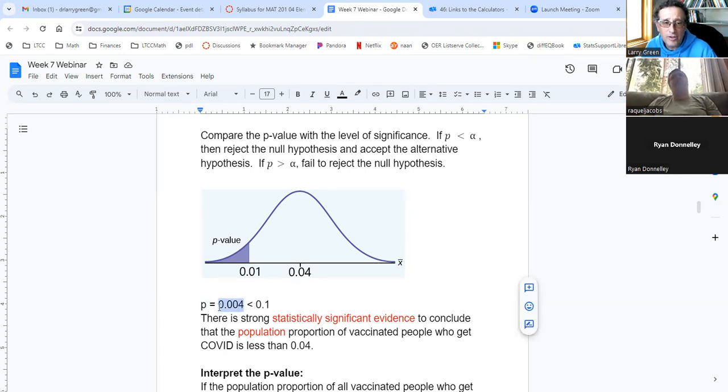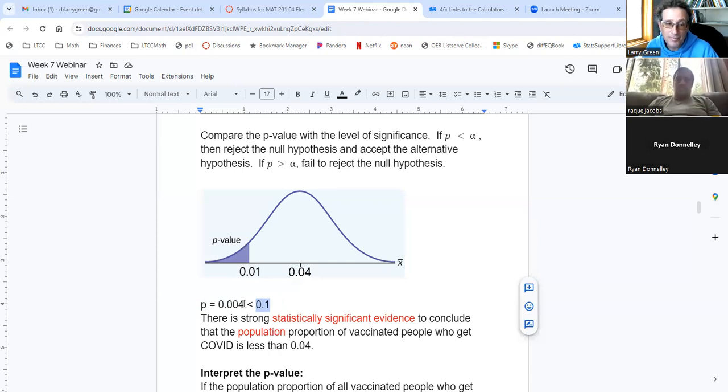Okay, now 0.004 is actually much smaller than 0.1. So it turns out that if you are making a decision, you're doing a hypothesis test, what you're hoping for is to have a p-value less than the level of significance. Because if you have a p-value less than the level of significance, then you say, I get to reject the null hypothesis.